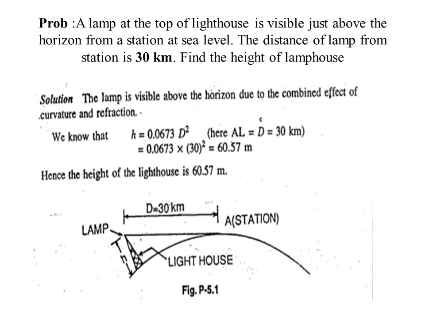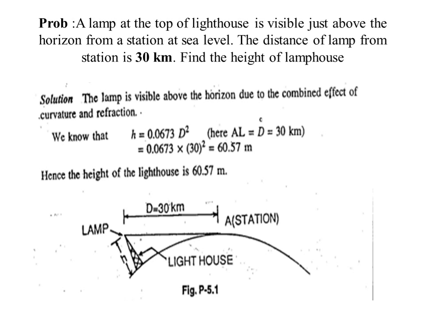Then we will see another problem based on finding the height of a lighthouse when the distance of the visible horizon is given from the sea level. The distance of the lamp from the station is 30 km and you are supposed to find out the height of the lighthouse. In figure 5.1 the level line is shown and over it the lighthouse is shown, and point A is the point of horizon and the distance between the lamp and the point of horizon is 30 km. So we are interested to calculate the height h of the lighthouse.